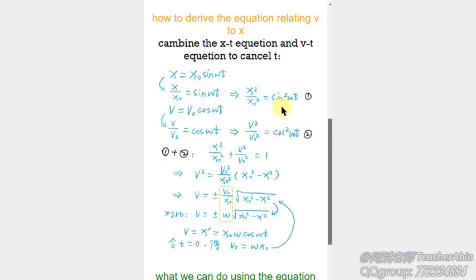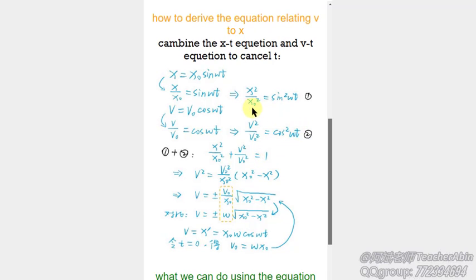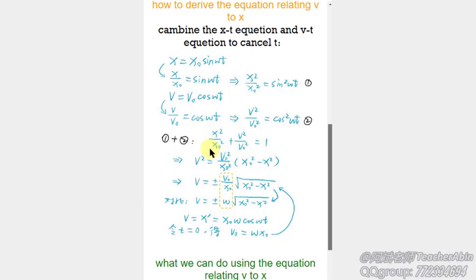And then we add the two equations together. The left side will be this. And the right side, sine squared plus cosine squared, is just equal to 1. So t in these equations cancels out, and that's what we want. Let's continue with this equation here. We want v on the left side, so we get v squared equals this bunch of things. Then we take the square root. We get v equal to this expression.